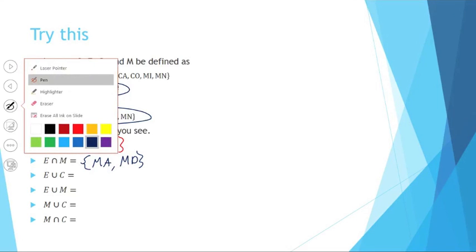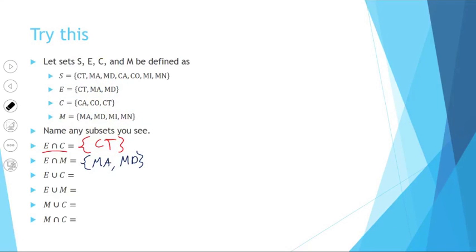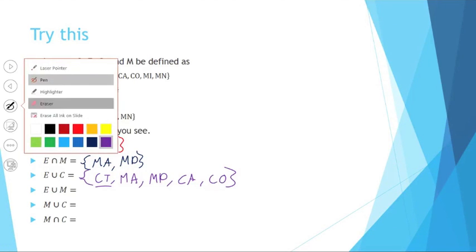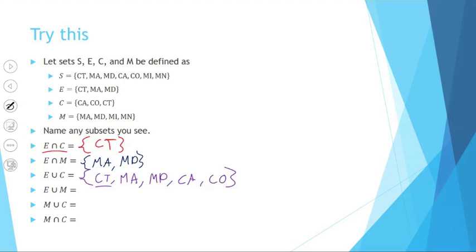Now, in the third part of this, we're looking at the union of E and C. So remember, a union is bringing all the elements from each set together into one. So I need all the elements of E, which are CT, MA, and MD, and all the elements of C. I have CA, CO, and CT. Now I already have CT written, so I don't have to write it again. So I just have those elements there. Okay, 5 of them.